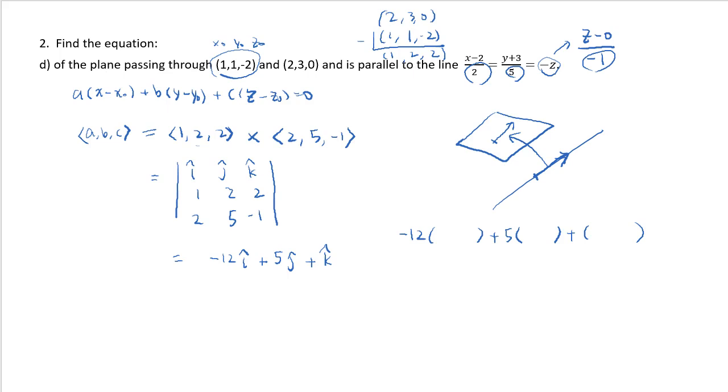And then you use 1, 1, -2, so it's x minus 1, y minus 1, z minus -2, which is z plus 2, equal to 0. -12x plus 12 plus 5y minus 5, plus z plus 2 equal to 0. So you get -12x plus 5y plus z, 7 plus 2, that's 9. So it's -9. So that's your answer.